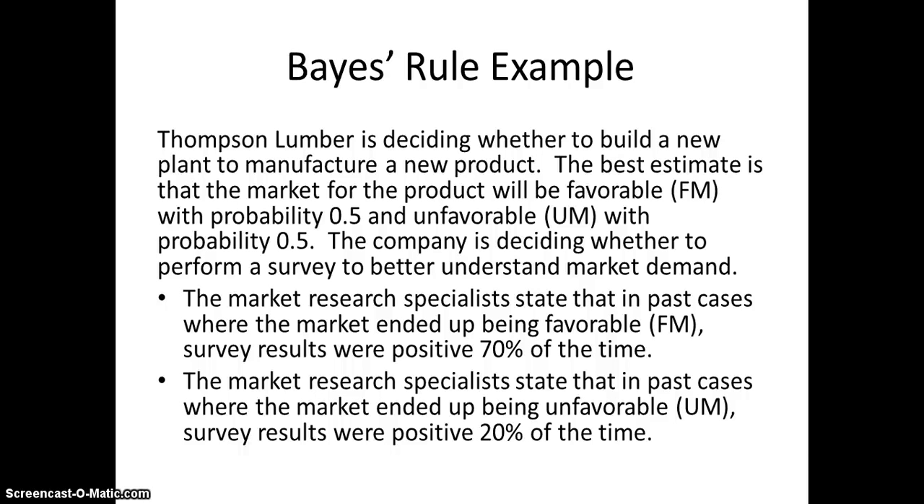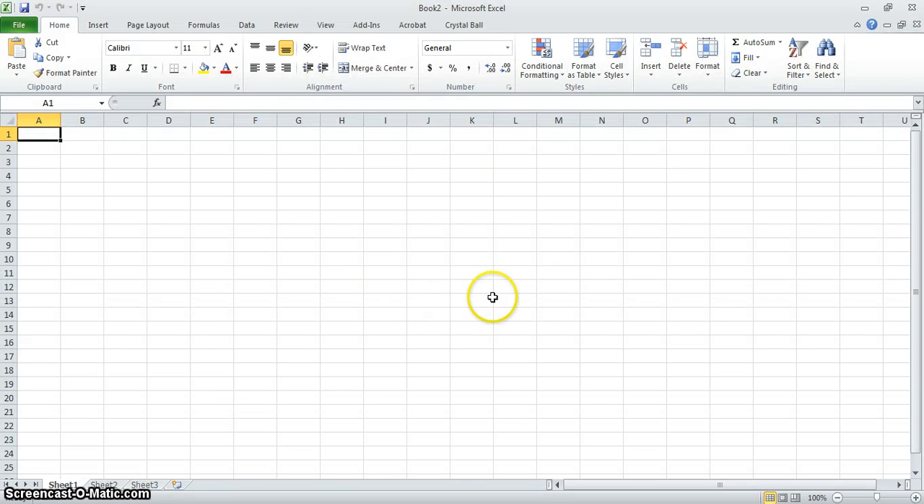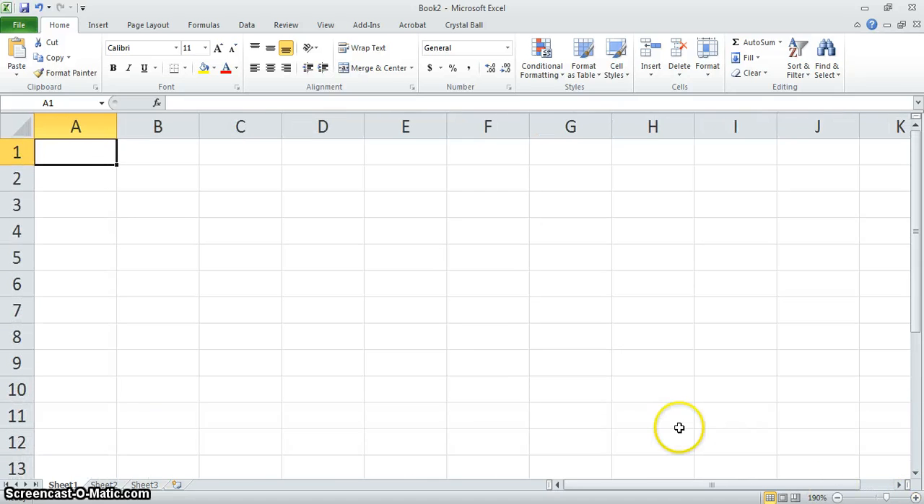So this is the problem. I'm going to go into an Excel spreadsheet, so you may want to pause and open Excel, and then we'll go through calculating the revised probabilities using Bayes' rule. We'll start this model from scratch here.